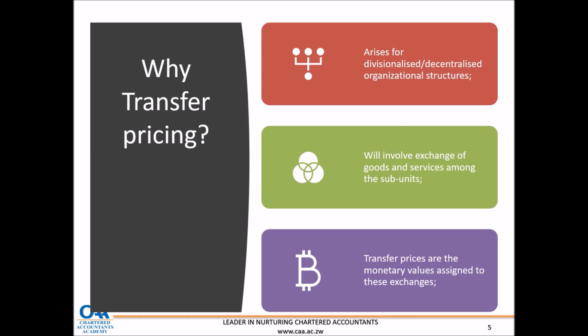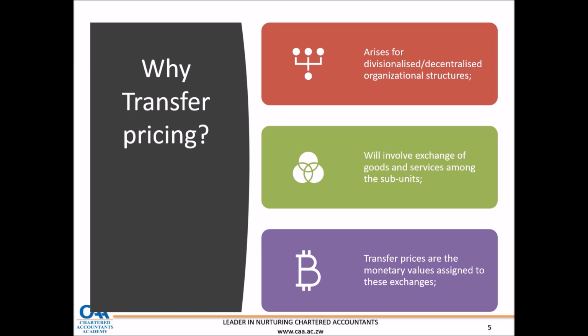So now the most important question is, why should we even be worried about transfer pricing? The transfer price ordinarily arises in organizations that are divisionalized or that have decentralized organizational structures. And it can also arise in a company group setup. So in your financial reporting, you've done your consolidations, where you have a holding company with a number of subsidiaries. You can find that these subsidiaries can be trading amongst each other.